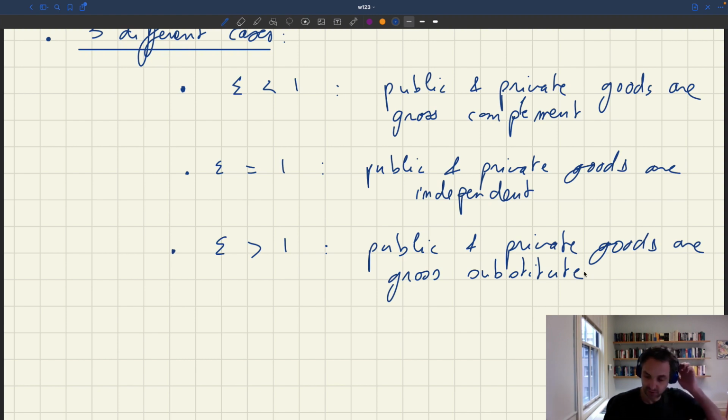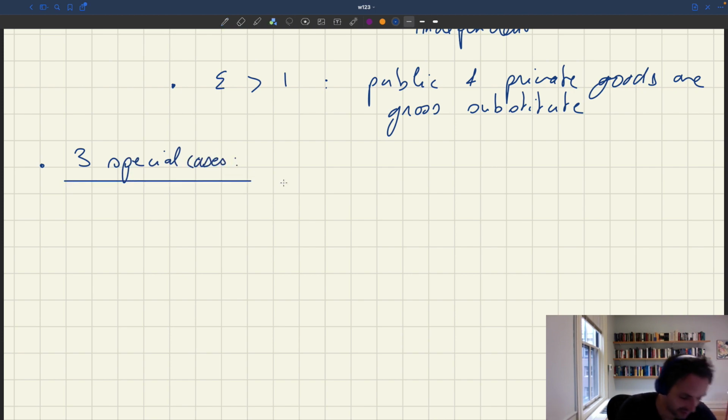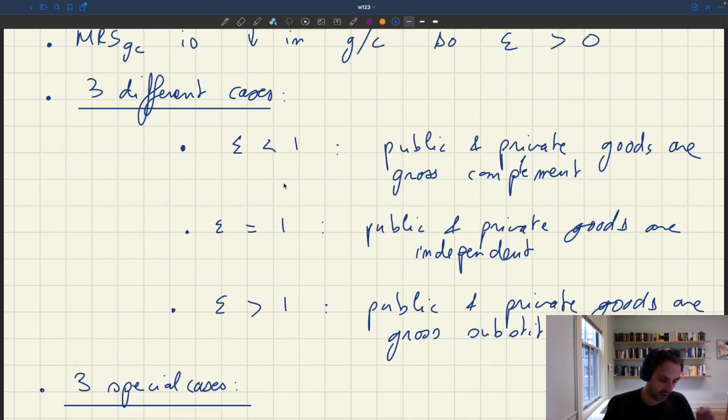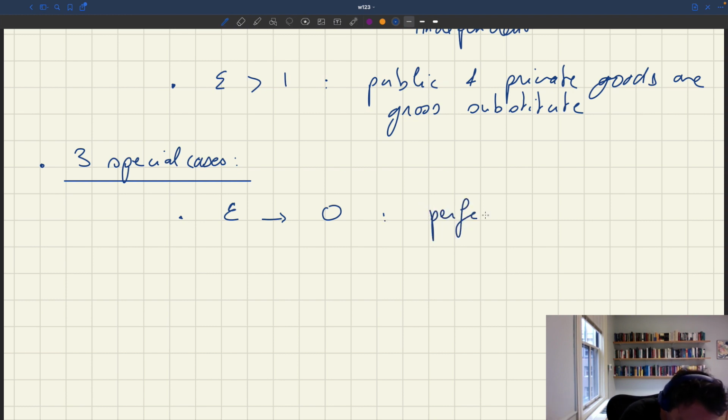Okay, so a couple of special cases are good to know. Let's look at 3 special cases that will help capture what this elasticity of substitution means. One special case is when the elasticity of substitution goes to 0. This is when there is no substitution. In that case, we say that public and private goods are perfect complements.